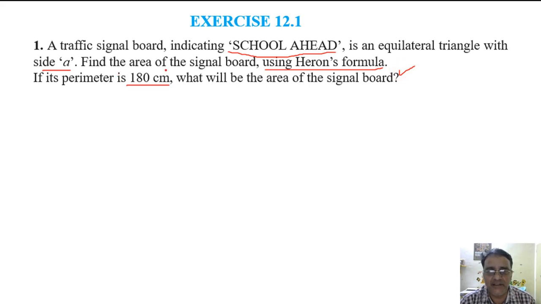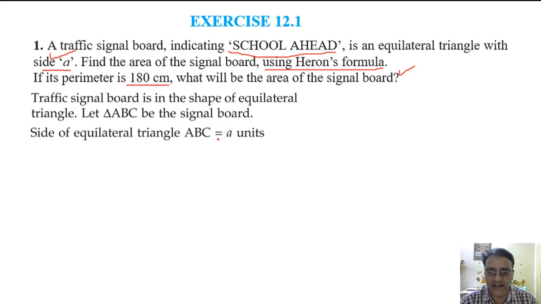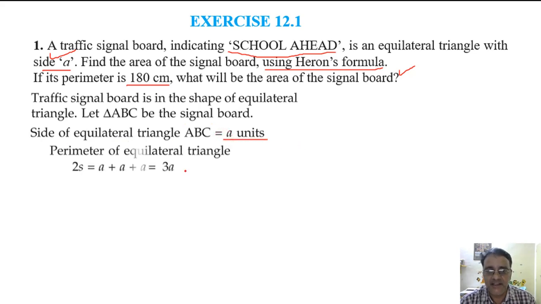So let us start with the perimeter of an equilateral triangle. If the side is A, what will you get? A plus A plus A. Very good, that means 3A. So the traffic signal board is in the shape of an equilateral triangle. Let triangle ABC be the signal board, and the side of the equilateral triangle is already given as A units. Then the perimeter is A plus A plus A, that is 3A. So what is the semi-perimeter here? 3A by 2. Very good. Now we'll write that formula directly.